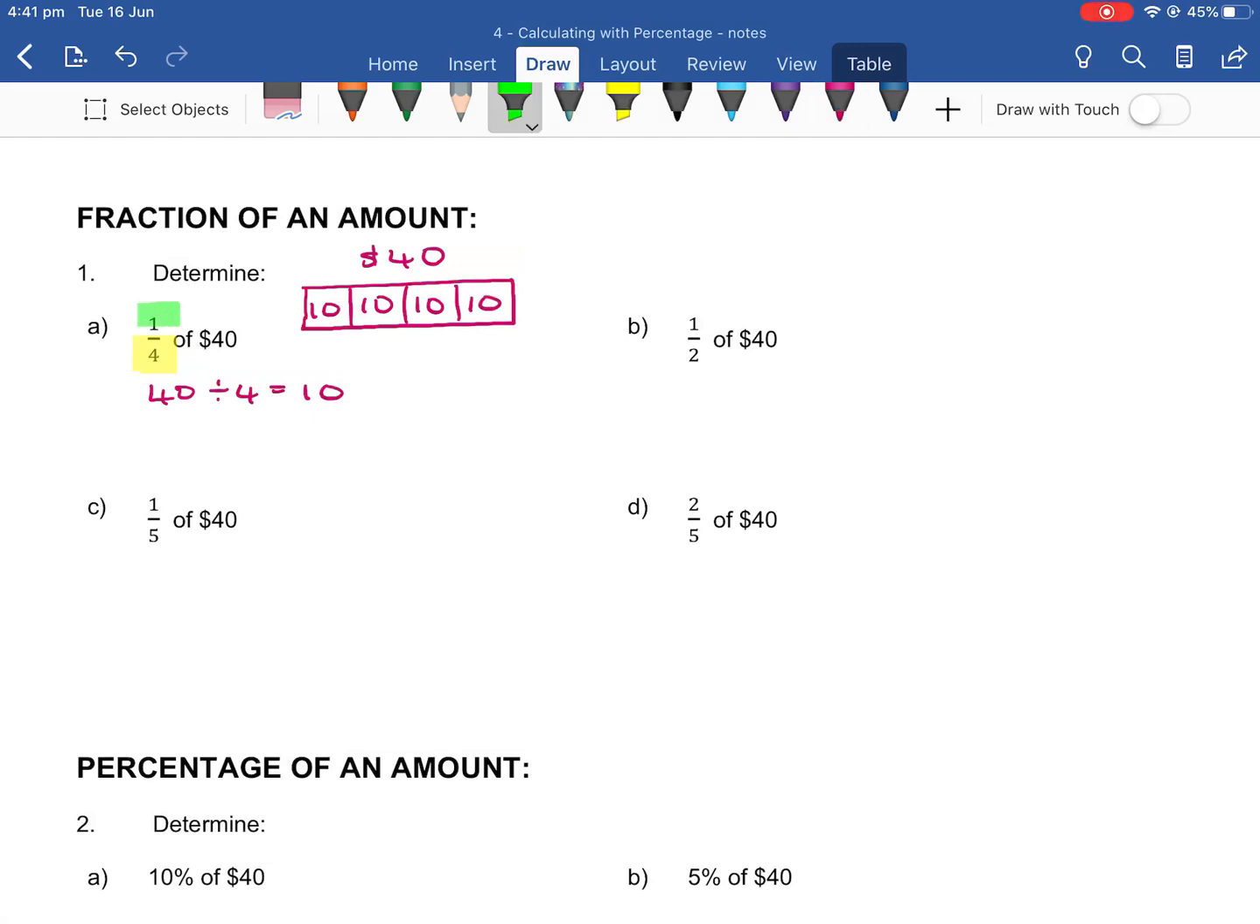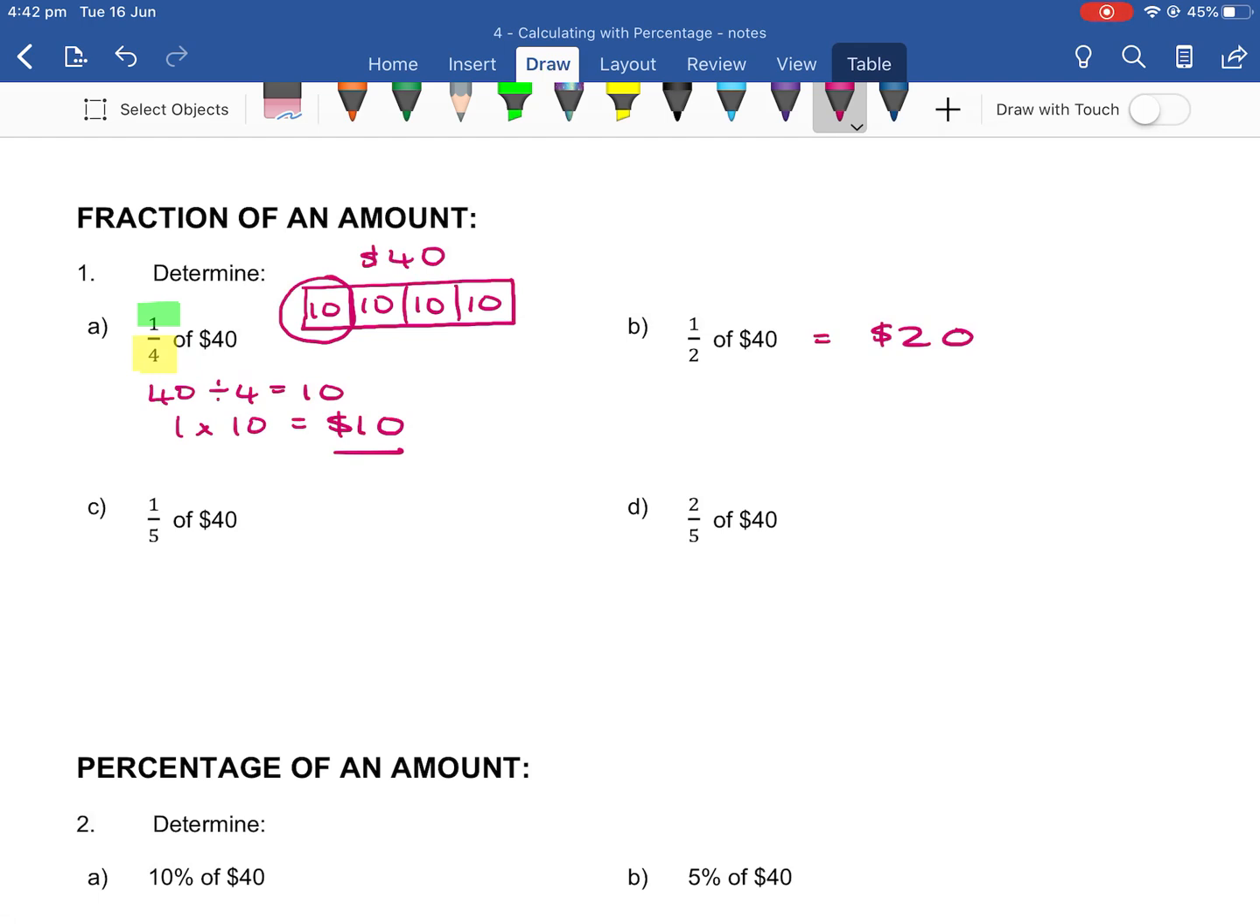Now our fraction tells us as the numerator that we want 1/4, one of these 4 pieces. So one of those is worth $10. So 1/4 of $40 is $10. So that's one way that we can visually show how to work out a fraction of an amount. In part B, we want to find half of $40. So hopefully, intuitively, you would think that half of 40 will just be $20.